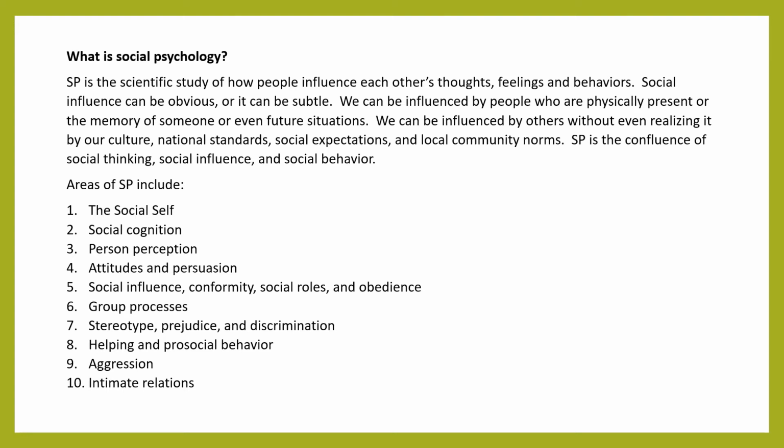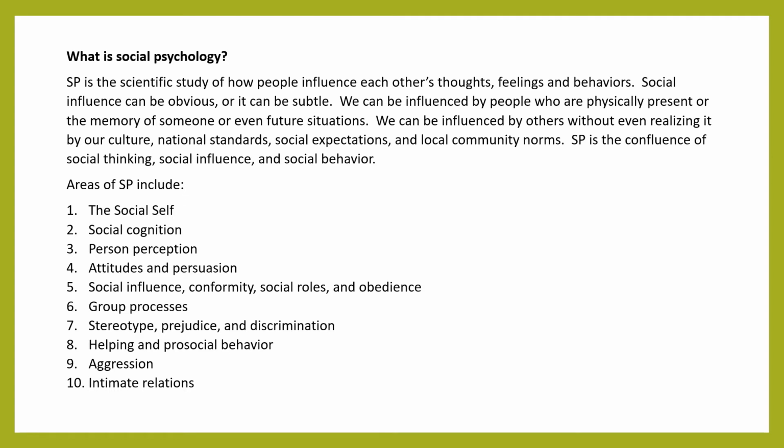Social influence can be obvious or it can be very subtle. We can be influenced by people who are physically present, or the memory of someone, or even a future situation. We can be influenced by others without even realizing it, by our culture, the national standards we have, our social expectations, and by local community norms. Social psychology is the confluence of social thinking, social influence, and social behavior.